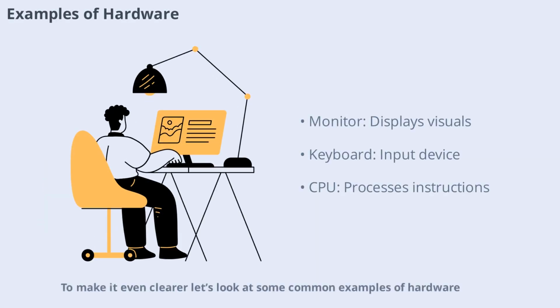To make it even clearer, let's look at some common examples of hardware. The monitor displays everything you see on the screen. The keyboard allows you to type and input data. The mouse helps you navigate and select items. The CPU, or central processing unit, is like the brain of the computer, processing all the instructions. The hard disk stores all your files and programs. Each of these components has a specific role, and together they form the backbone of your computer system.